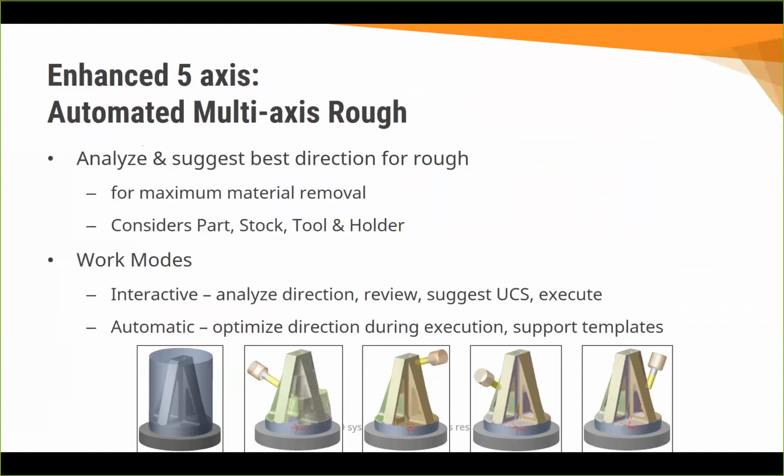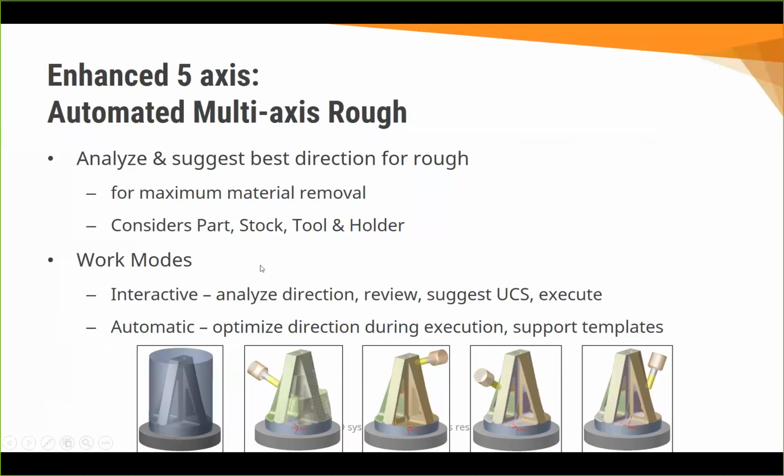Moving on to 5-axis, we have many functions developed here in V15, starting with the automated multi-axis roughing. This function allows us to analyze and suggest the best direction for roughing, for maximum material removal, of course considering the tool and the holder, but also considering the stock, so it suggests the best orientation for maximum material removal. There are two work modes.